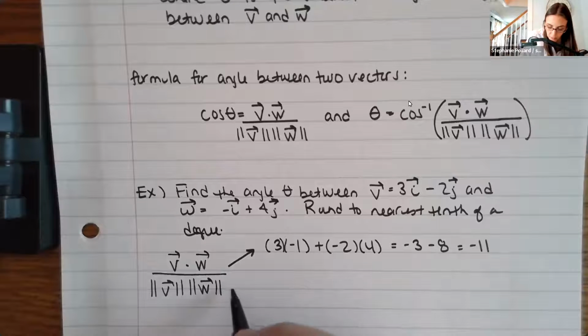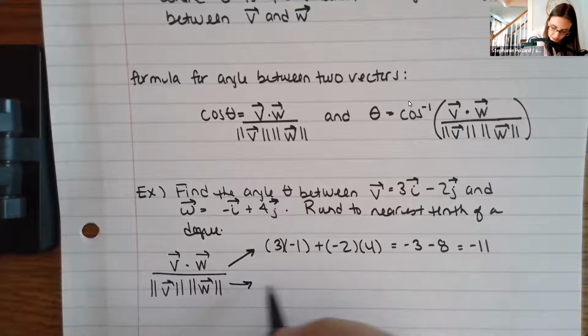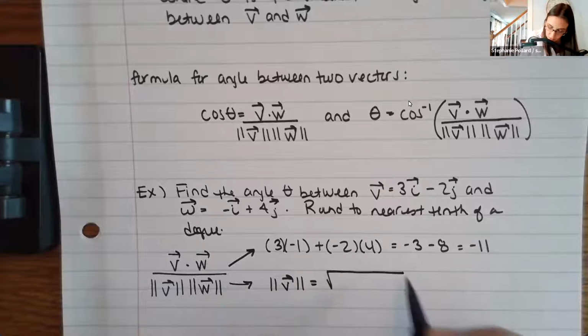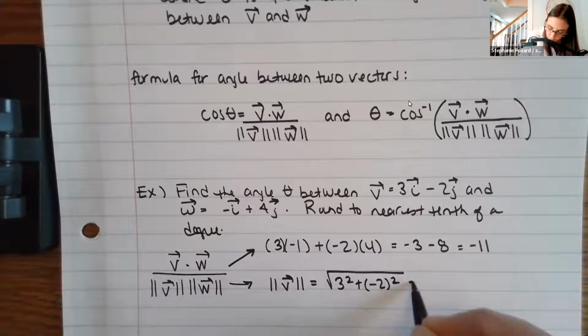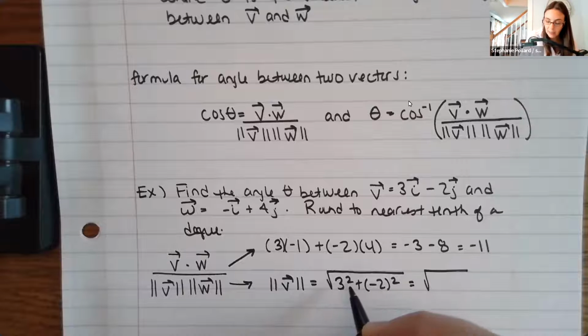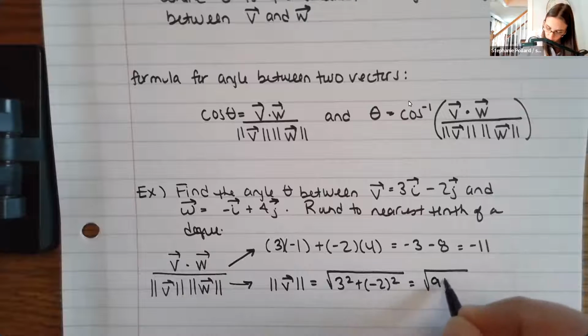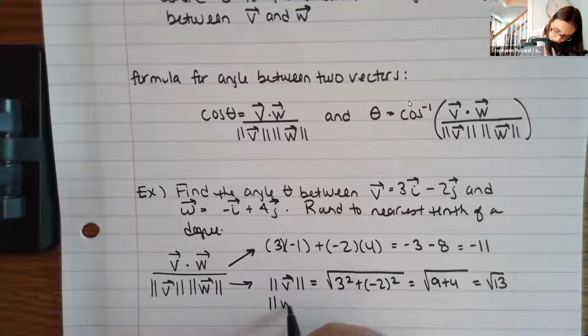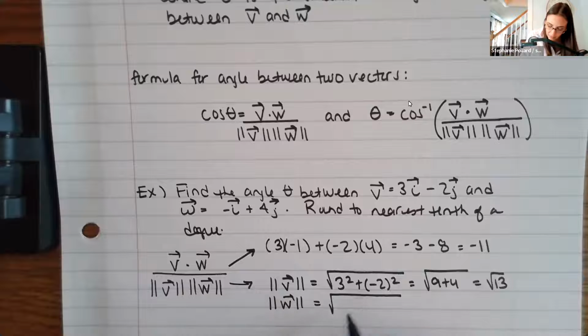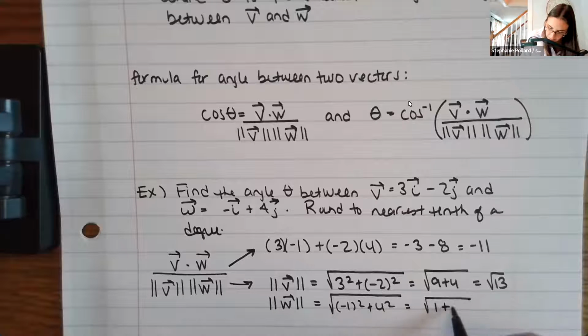And then in the bottom, I do have a little bit of work, so I'm going to just take my time for a second. I'm going to go ahead and find the magnitude of v first. So it's going to be the square root of 3 squared plus negative 2 squared. Well, 3 squared is 9 and negative 2 squared is 4. So square root of 13. And then I'm going to go ahead and find the other magnitude. So I have negative 1 squared plus 4 squared. So that's going to be 1 plus 16, which is 17.